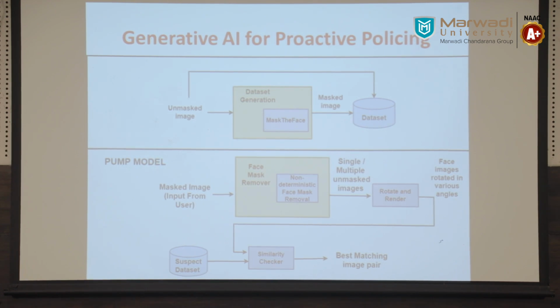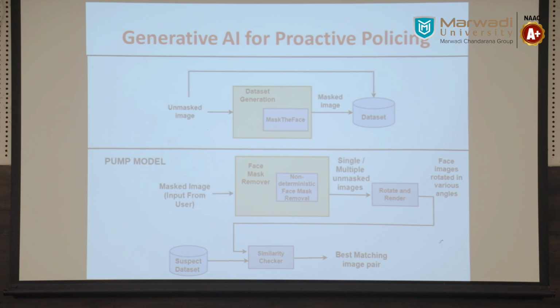So this is an unmasked face, and this is a masked face. This is how it will be. We started training the system, and the system started understanding how a person will look if he is unmasked. With that, when we gave the criminal or the suspect's face with the mask, it was able to generate images.